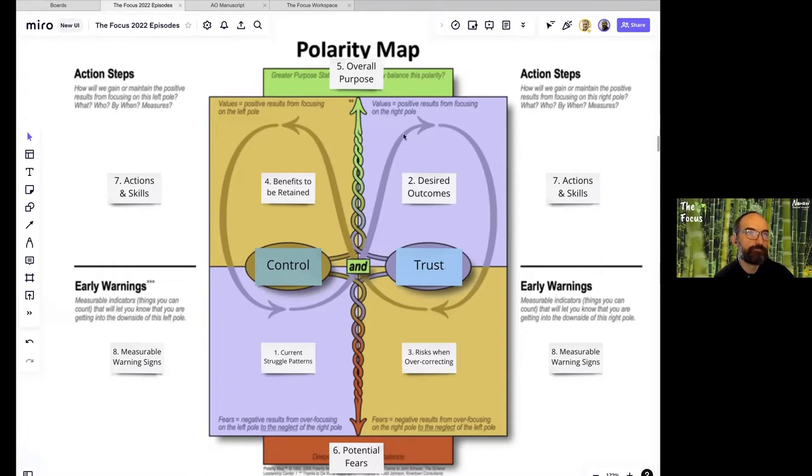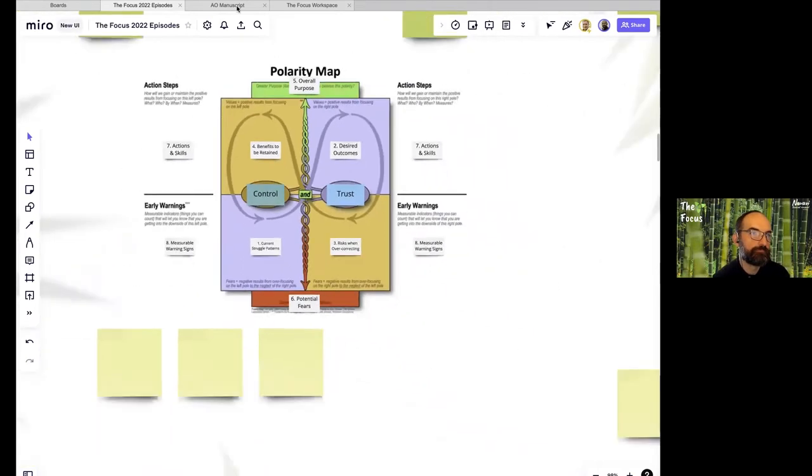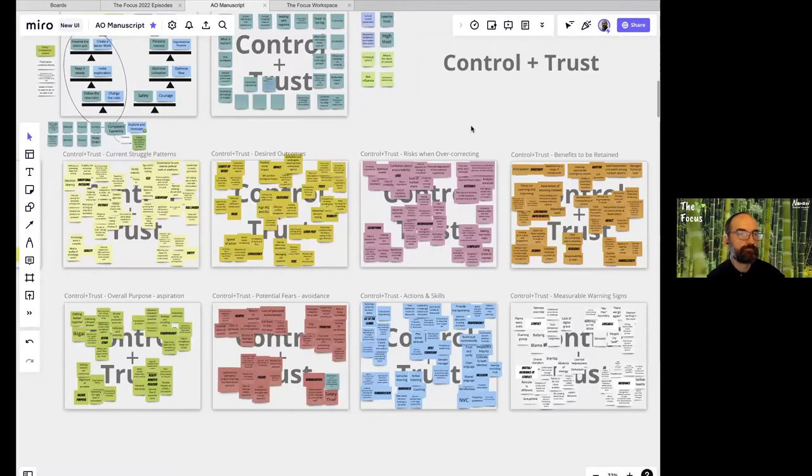Now, what we will do with each of those polarities is step through those eight panels. And this is a way for you, in your own situation and your own context, to analyze what the dynamic balances are that you need to look at attaining.